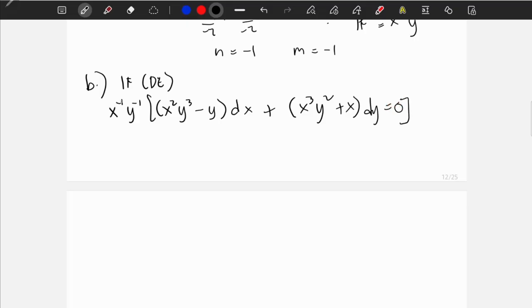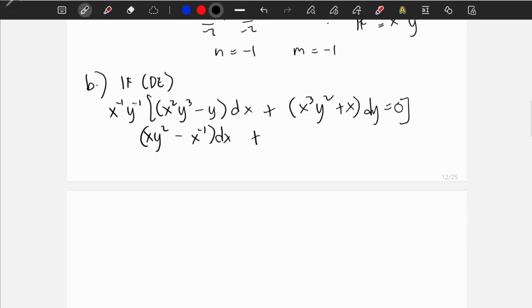Distribute x to the negative 1, y to the negative 1 times x squared y cubed is xy squared. X to the negative 1, y to the negative 1 times y: the result is x to the negative 1, then dx. If we multiply y to the negative 1 to y, the result is y to the 0. Y to the 0 is 1. 1 times x to the negative 1 is x to the negative 1.